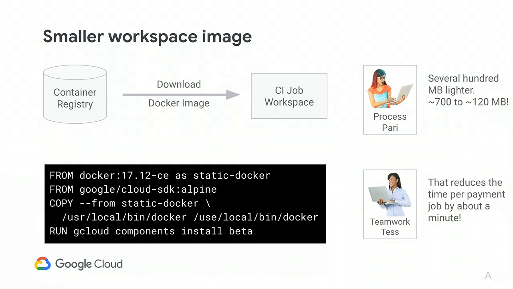And so the team here has built a slightly customized version of the Cloud SDK, pulling a static binary from Docker for the Docker client, and then adding that to the official Alpine version of the Cloud SDK Docker image, and installing the beta components which you need in order to interact with the Cloud Run service. This can lighten the size of this workspace container from around 700 megabytes to 120 megabytes, and that can save you a good minute of download time on each of those jobs.